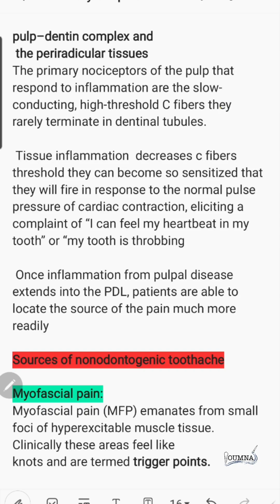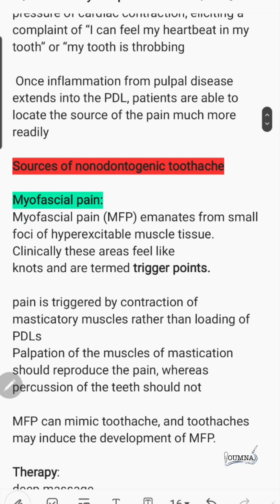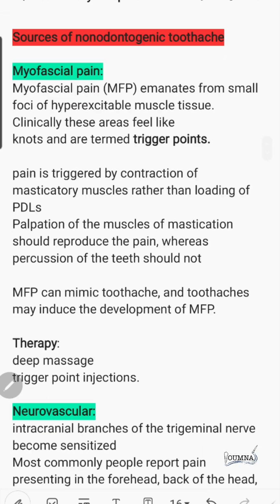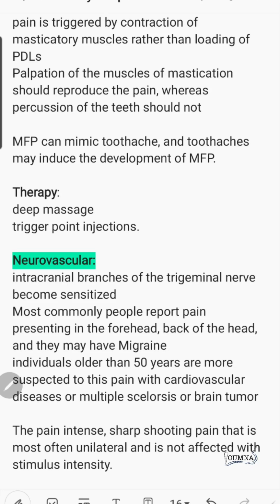The sources of non-odontogenic toothache: the myofascial pain, which emanates from small foci of hyperexcitable muscle tissue. Clinically, these areas feel like knots and are termed trigger points. Pain is triggered by contraction of masticatory muscles rather than loading of the periodontal ligament. Palpation of the muscles of mastication should reproduce the pain, whereas percussion of the teeth should not. The myofascial pain can mimic toothache, and toothaches may induce the development of myofascial pain. The therapy: deep massage, trigger point injection.